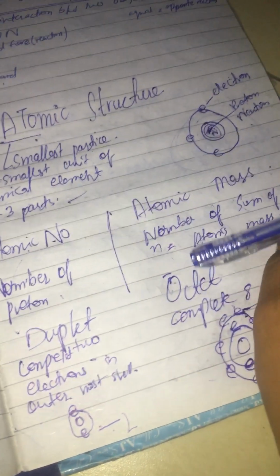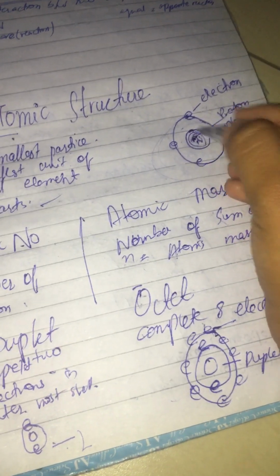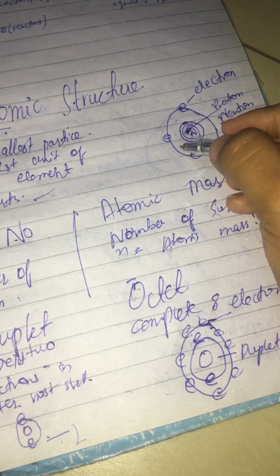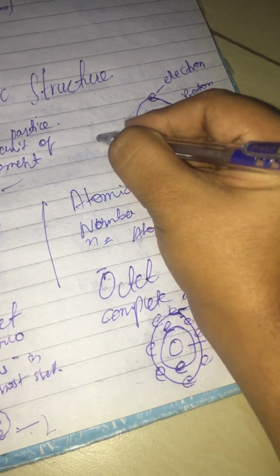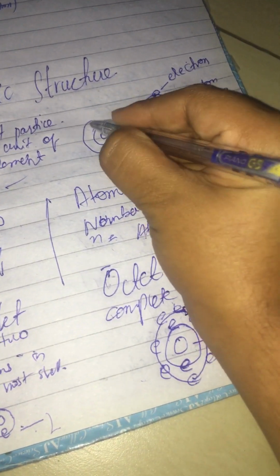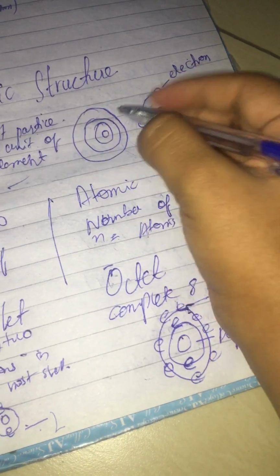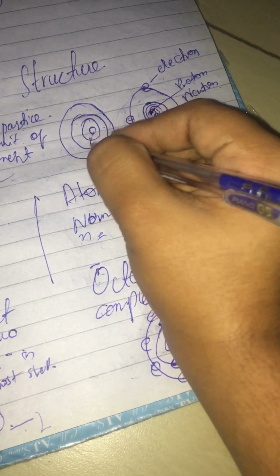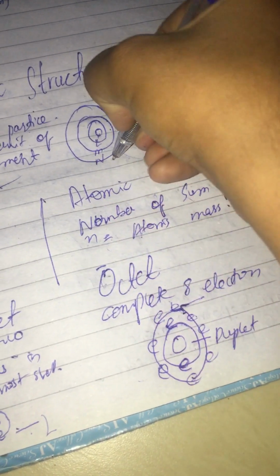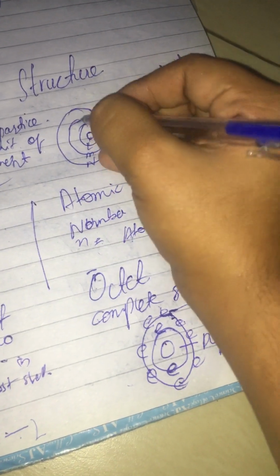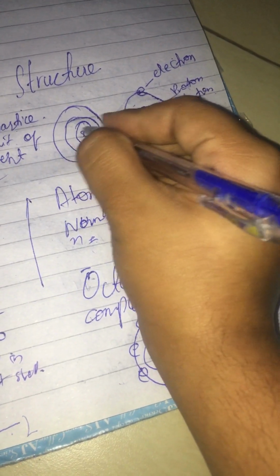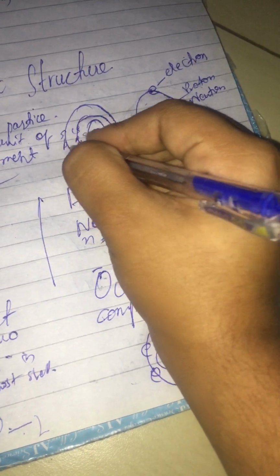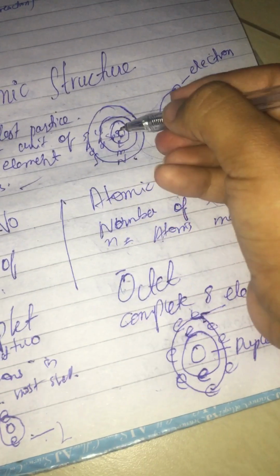And if we talk about the shells, these are the shells, but they are furthermore divided into subshells. These shells are known as K, L, M, N. The first one is K, second L, third M, fourth N. The subshells are: the first one is S, second is SP, third is SPD, and fourth is SPDF. So these are the subshells.